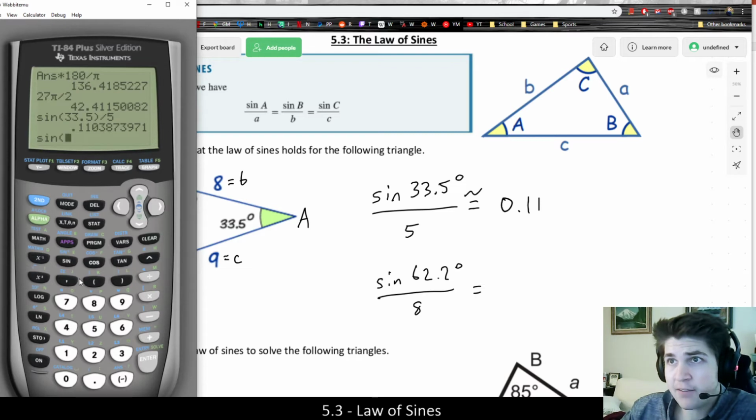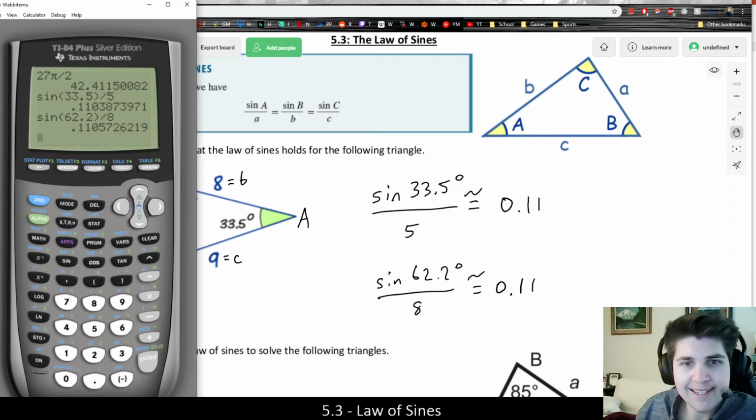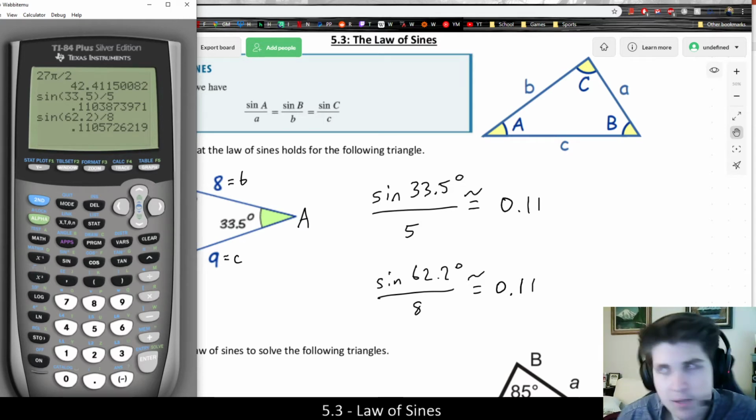And we can go ahead and confirm this. I'm not really proving it to you right now, I'm just showing you what will happen. But notice what I get is the exact same ratio, approximately 0.11, when I take the sine of the medium angle with the medium side.